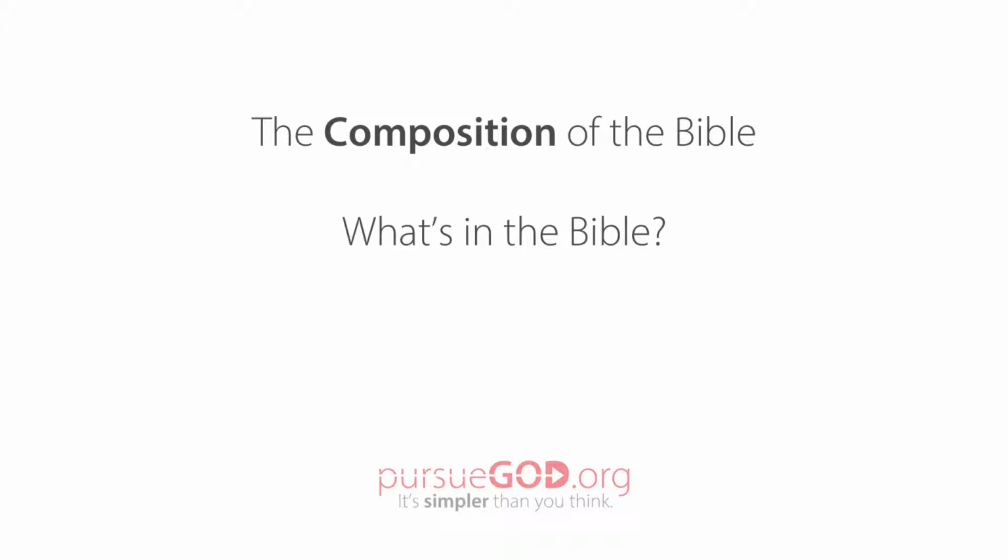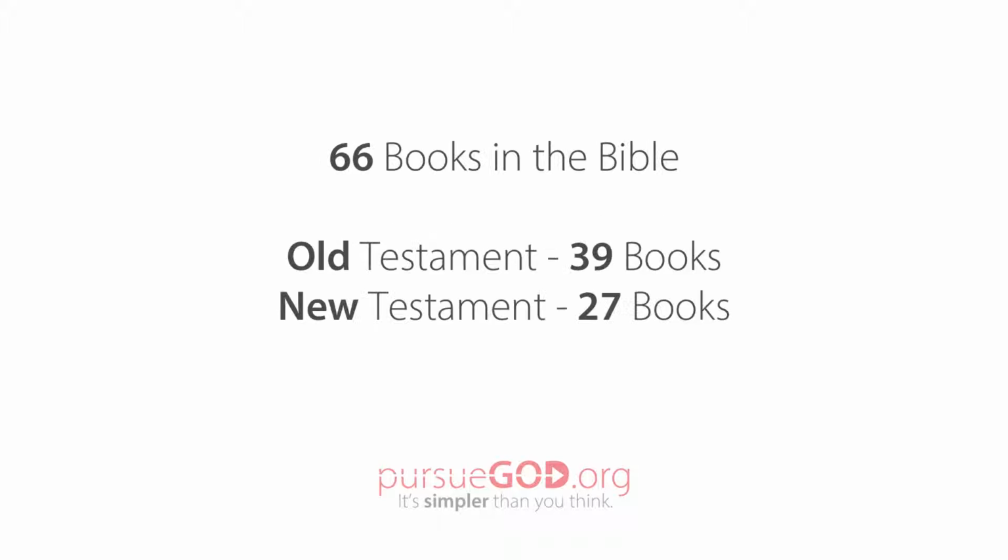Well, what you discover is the Bible actually isn't one book. It's actually a compilation of 66 different books that make up the Old and the New Testament. In the Old Testament, there are 39 different books, and in the New Testament, there are 27 different books.